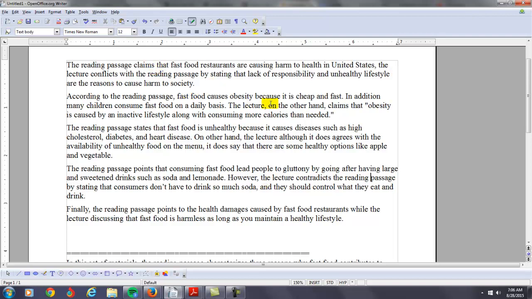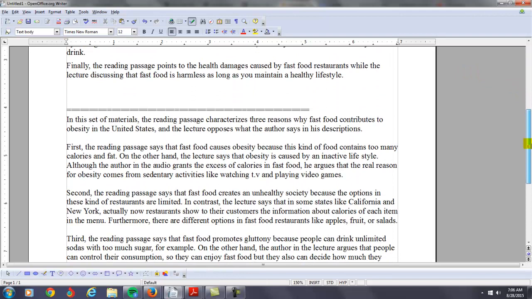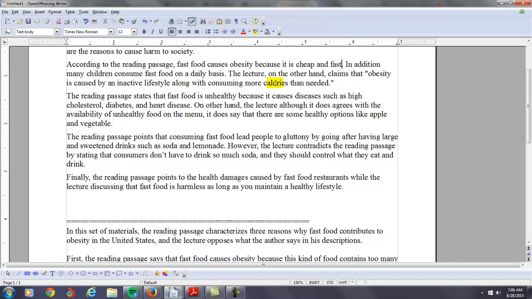Alright, so what do we have here? You left out the idea that it's fast and cheap. It doesn't cause obesity because it's fast and cheap. It causes obesity according to the reading passage because this kind of food contains too many calories and fat. So you weren't complete exactly there. Right? So in the next one, you left out the idea in the reading passage about the limited options available at fast food restaurants, at least the limited options for healthy food available. Then of course the lecture disagrees with that.